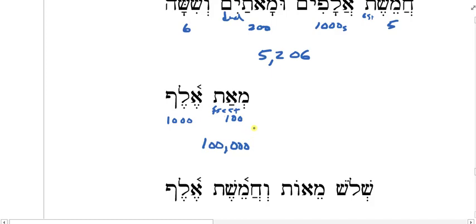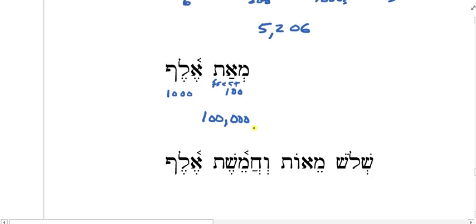And then finally, I have shalosh me'ot v'chameshet elef. Now on this last one, we have several numbers that are part of this figure. First, we have shalosh. Shalosh is the number 3. Me'ot is the number 100 in the plural. So I'm going to put an S here just to indicate that this is a plural form of 100. Hundreds. So 3 hundreds, 3 sets of 100, which is 300.